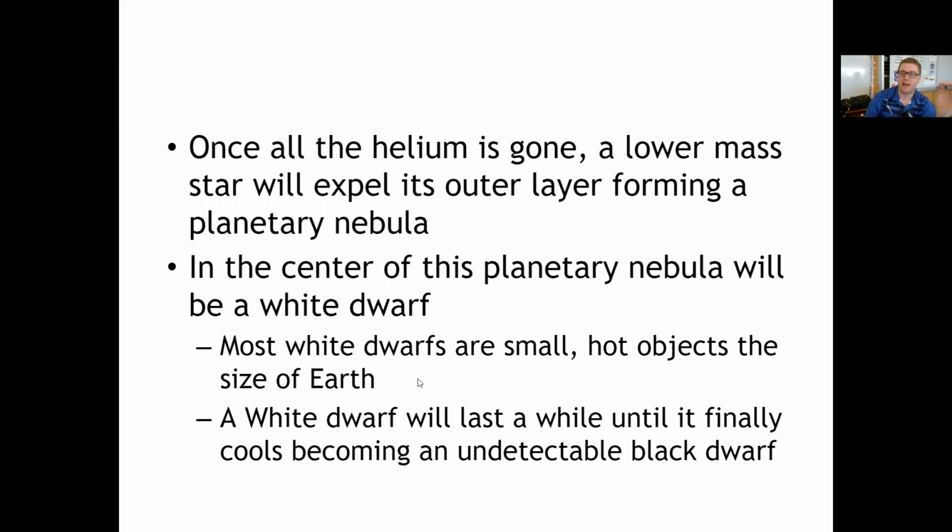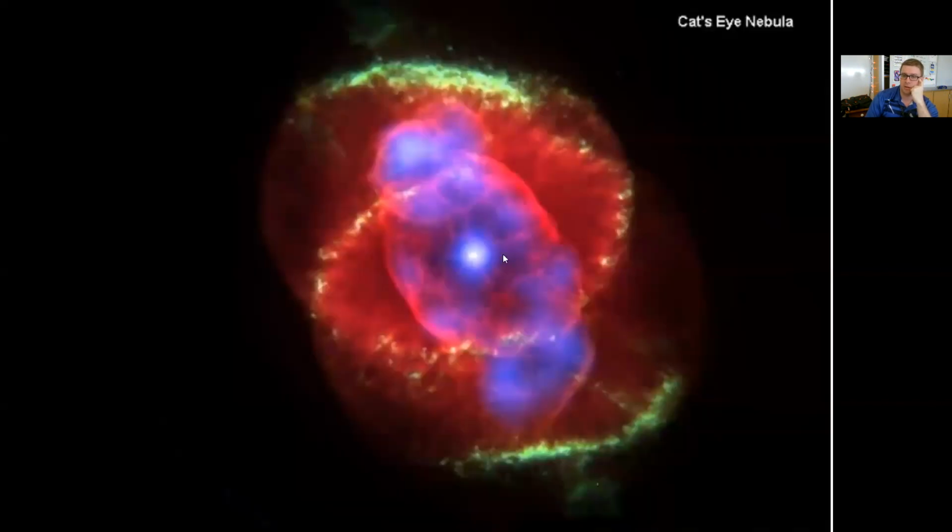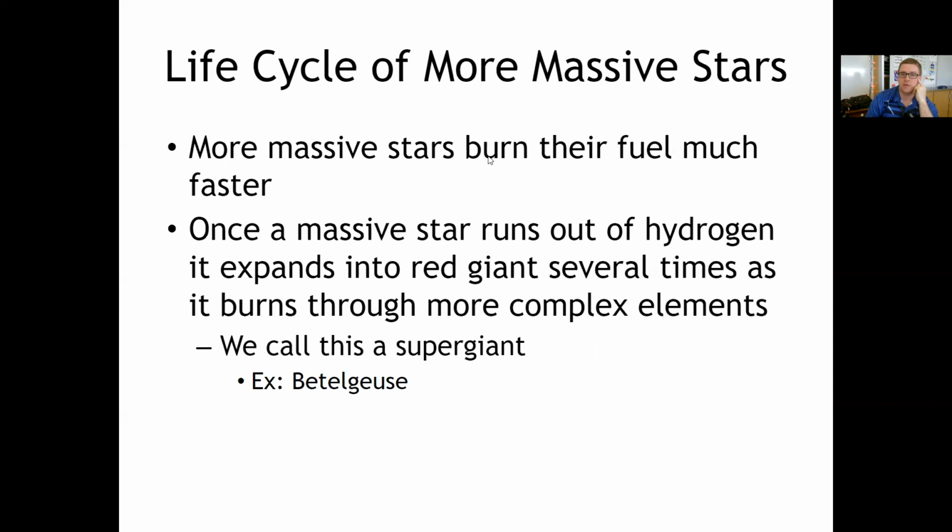And then a white dwarf will last as long as it takes until it finally cools down enough and it becomes an undetectable black dwarf star. Really, really neat how it goes. This is a picture of a Cat's Eye Nebula, a planetary nebula. And at the center is one of those white dwarfs that we just mentioned in the previous slide.